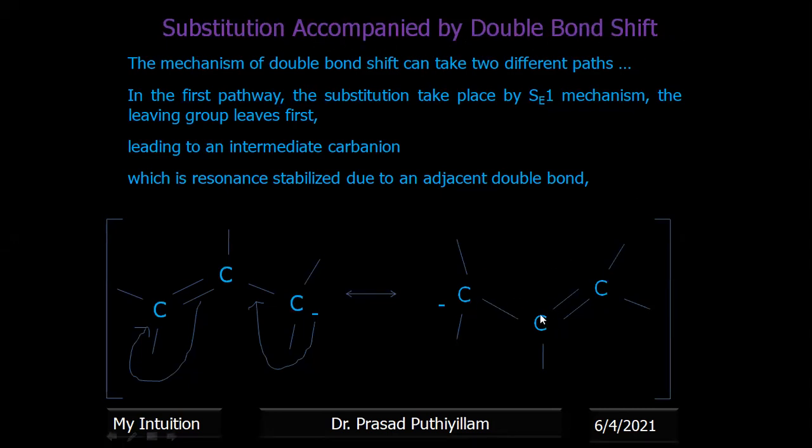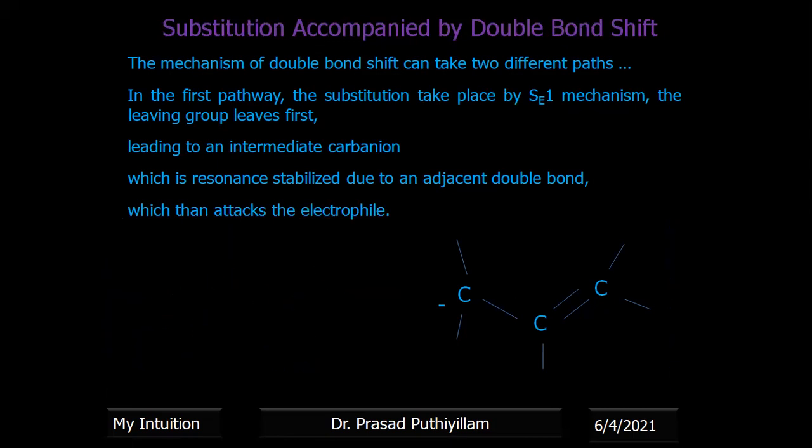Therefore double bond shift takes place here in one of the steps, which we call following the SE1 mechanism, where the leaving group leaves first and forms an intermediate carbocation, in which the double bond shift takes place. Now the electrophile attacks the other carbon. Here the electrophile attacks and it forms the final product. Therefore this is the electrophile substituted product accompanied by the double bond shift.